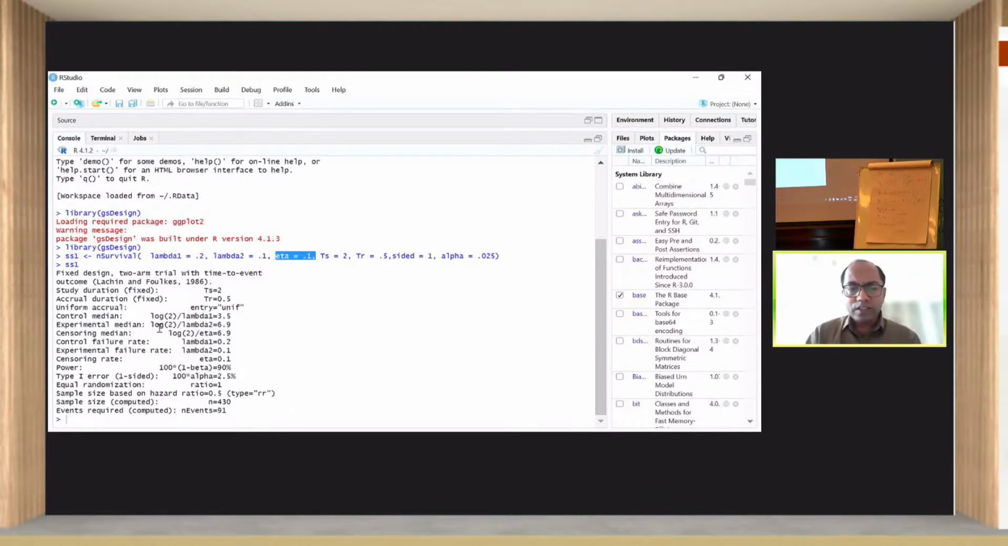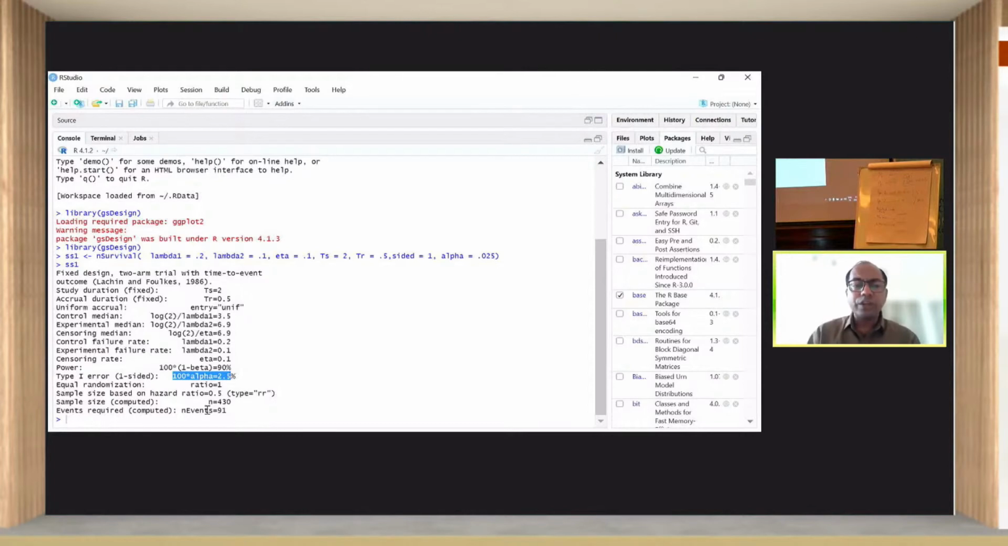All this is done, and by default power is considered as 90%. Type 1 error, as we mentioned, alpha is equal to 0.025, which is considered to calculate the type 1 error as 2.5%. Then allocation: are you going to get an equal number, randomly divided into the experimental or existing arm? So the allocation ratio is 1:1. We can modify it here if you want a 1:2 ratio or 1:1.2 ratio.